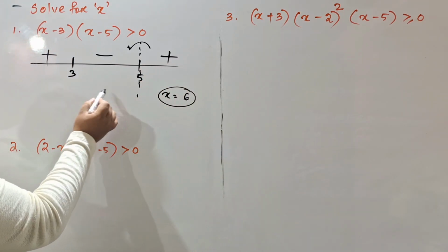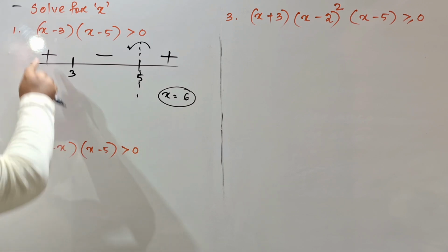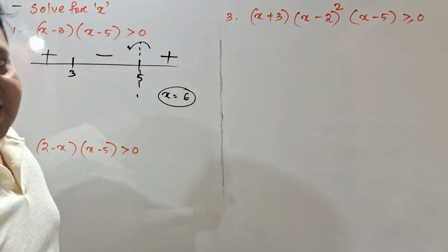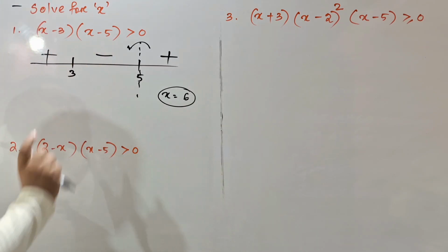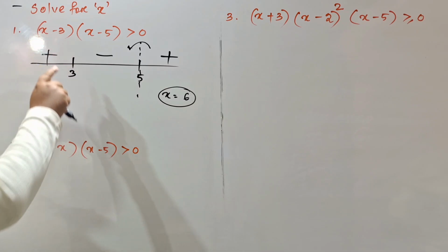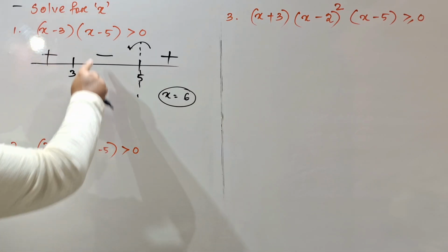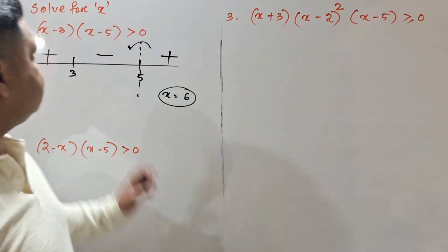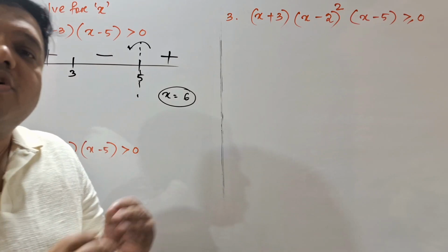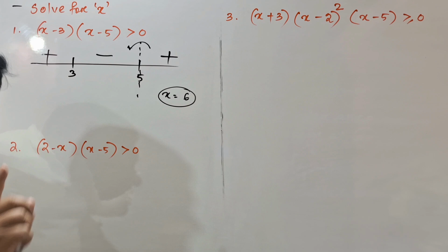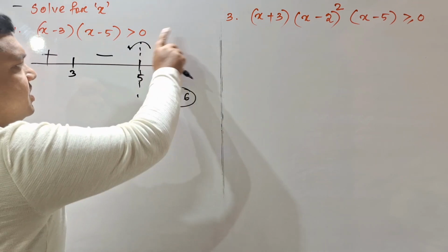In this region, suppose I take x equal to 4. 4 minus 3 is positive, but 4 minus 5 is negative. Positive into negative is negative. So in this region all values are negative. Similarly here, suppose I choose 0. 0 minus 3 is negative, 0 minus 5 is negative, negative into negative is positive. In this region positive. This is a simple expression you can handle, but for more complicated ones you get stuck. That's why you check the standard form. If standard form is satisfied, the rightmost region is positive.